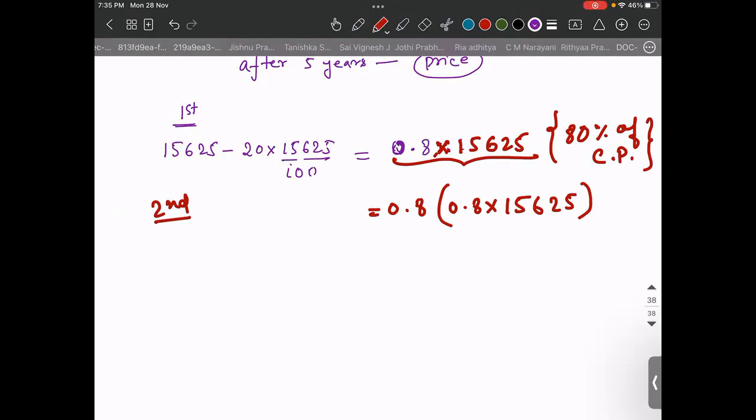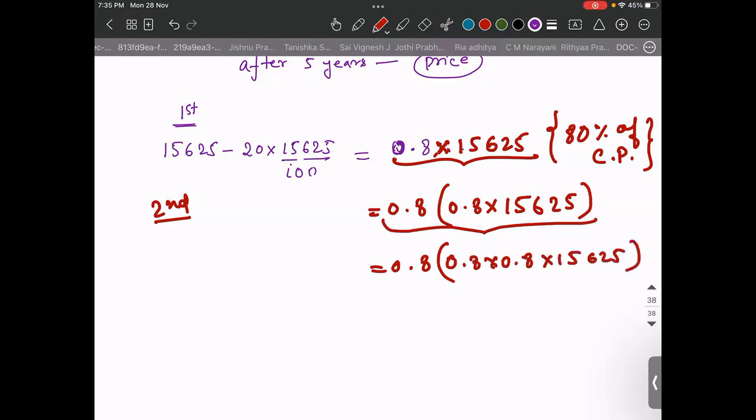Same thing. So I'm just writing how it will be. See, this is the price at the end of second year. Third year, what it will be? 0.8 times of this amount. 0.8 into 0.8 into 15625. I'm trying to make a series here. So this is third year.